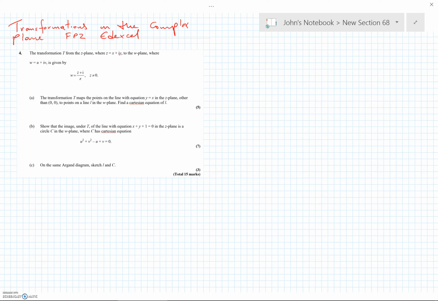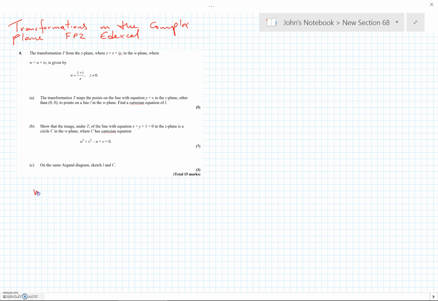So this is quite an involved, complex transformations problem for Edexcel. A couple of ways of going about this. I'm going to rearrange and adopt that kind of approach, and I might in a later video do the same question with a different approach. So let's just do it by the rearranging method.